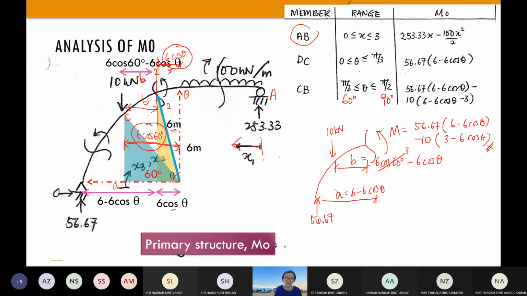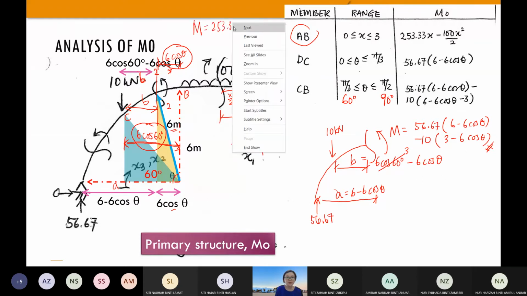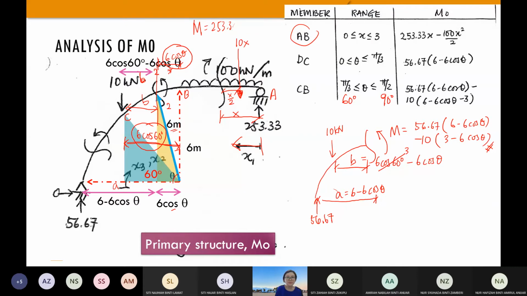You have 253.33 with the distance to the cut section x. And you also have the UDL, which you can represent as a point load 10x, acting halfway, x over 2. So let's quickly find the moments here. 253.33x minus 10x times x over 2. So you solve for M0 right now.